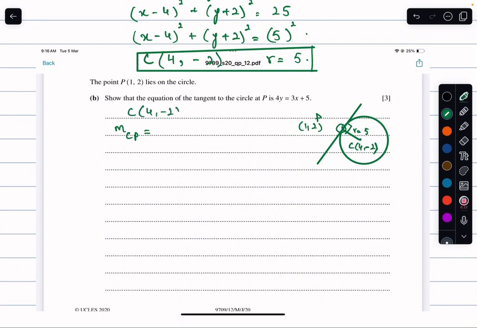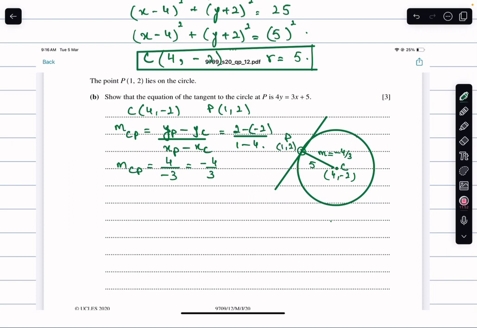(4, -2), and coordinates of P given as (1, 2), I shall get the gradient of CP, which will be equal to the y coordinate of P minus the y coordinate of C, divided by the x coordinate of P minus the x coordinate of C. Here I can say this is 2 minus (-2), divided by 1 minus 4. The gradient of CP comes out to be -4/3.